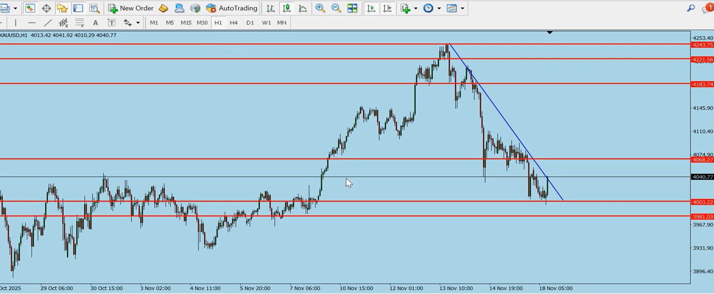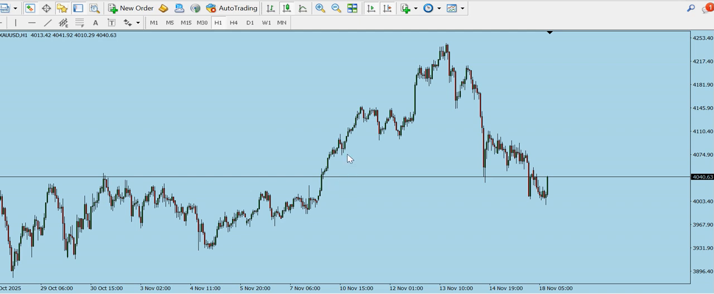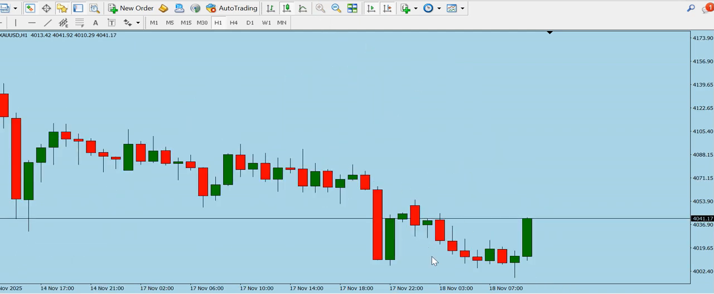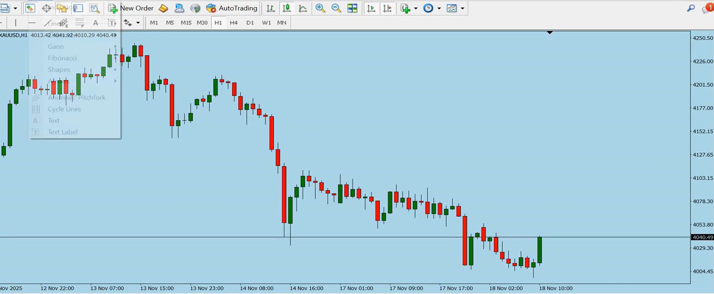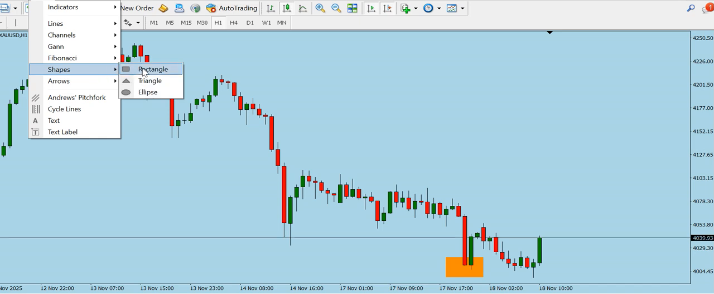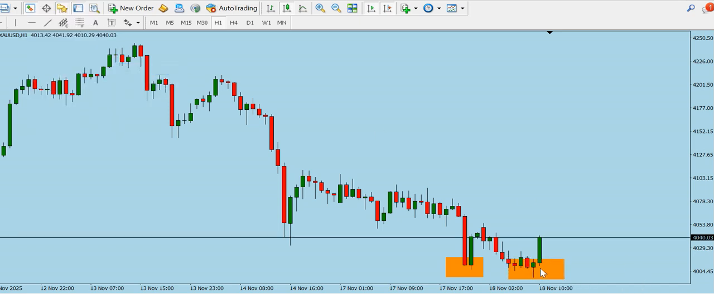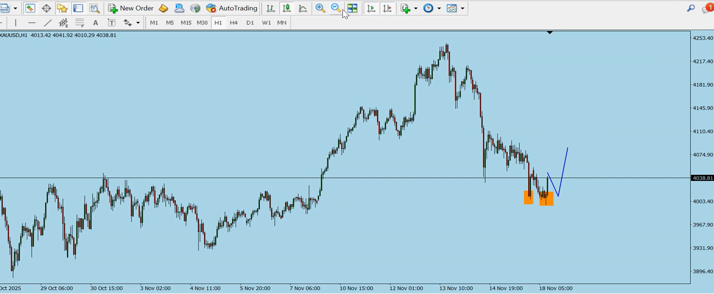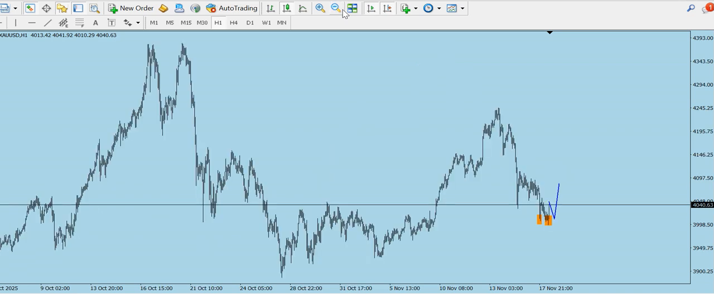On the 1-hour time frame, consolidation continues, but we can see price giving us more like a double bottom on the 1-hour time frame. This is our first bottom, and this is the second bottom. We might possibly see another bottom, which would be the third bottom, for price to go up or drop further down. Okay, but for now, the overall direction is that price is ranging.